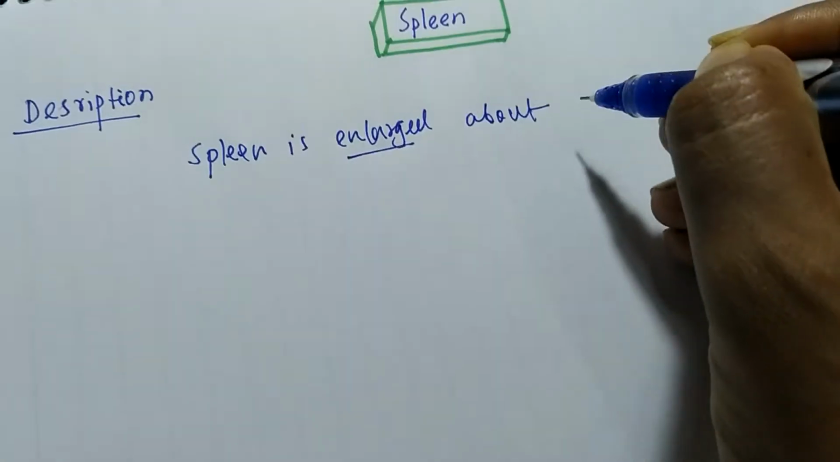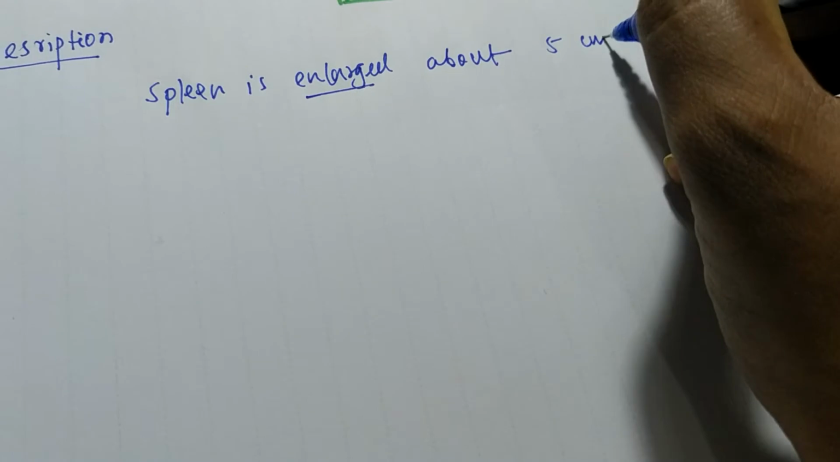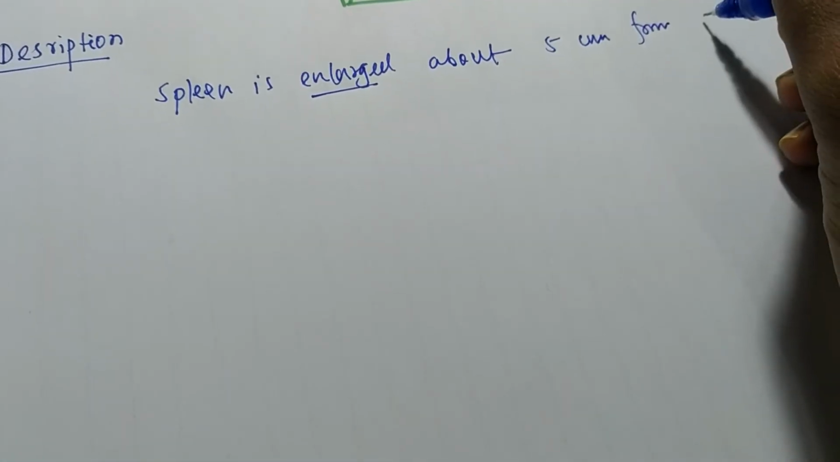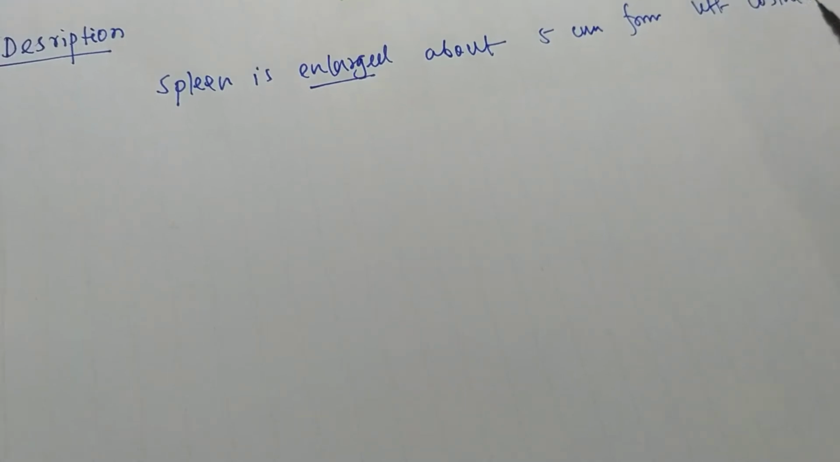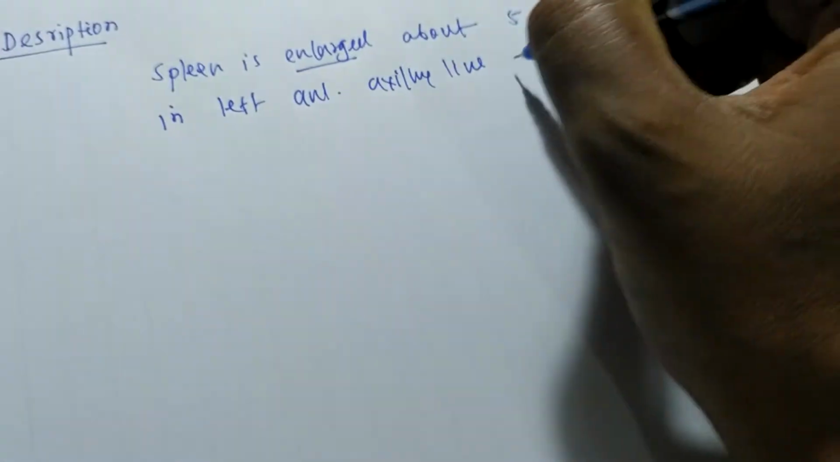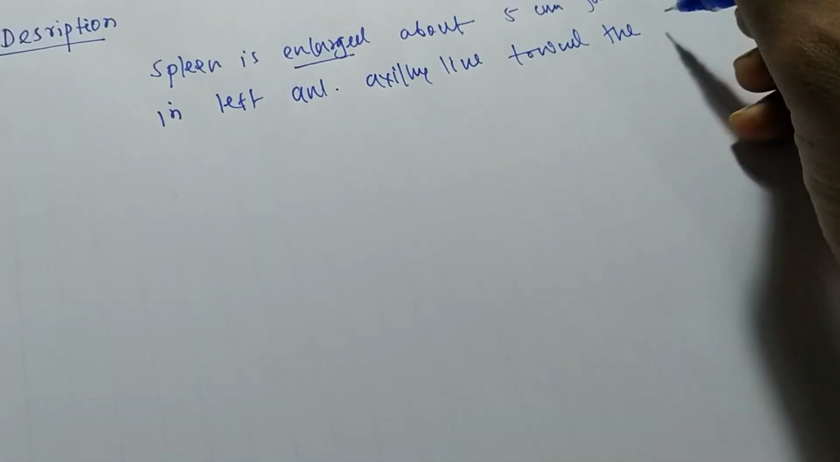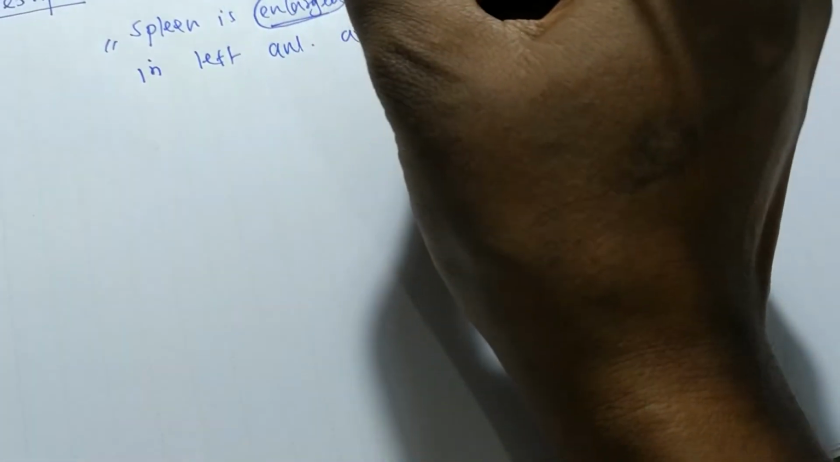About 5 centimeter from the left costal margin in the left anterior axillary line towards the right iliac fossa. So this is the first point where you say that spleen is enlarged about 5 centimeter from the left costal margin in the left anterior axillary line towards the right iliac fossa. Okay, so this is the number 1 point.